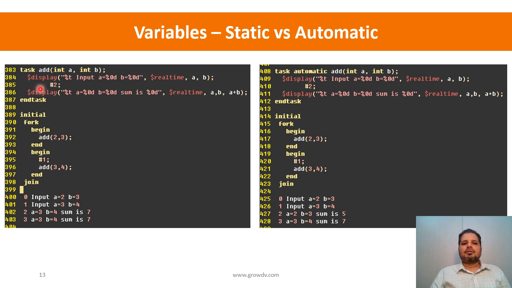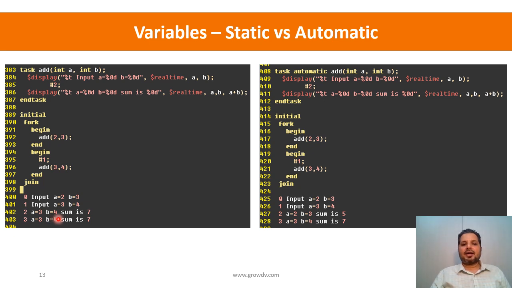Then this task is blocked because we have 2 units of delay over here, whereas the second thread that we launched was blocked for 1 unit of delay, and after that it calls this add task again, now passing the values 3 and 4. So at time unit 1 we see input a equal to 3 and b equal to 4. Now after the 2 time units, the first call has completed. So at 2 it is going to say a equal to 3 and b equal to 4.